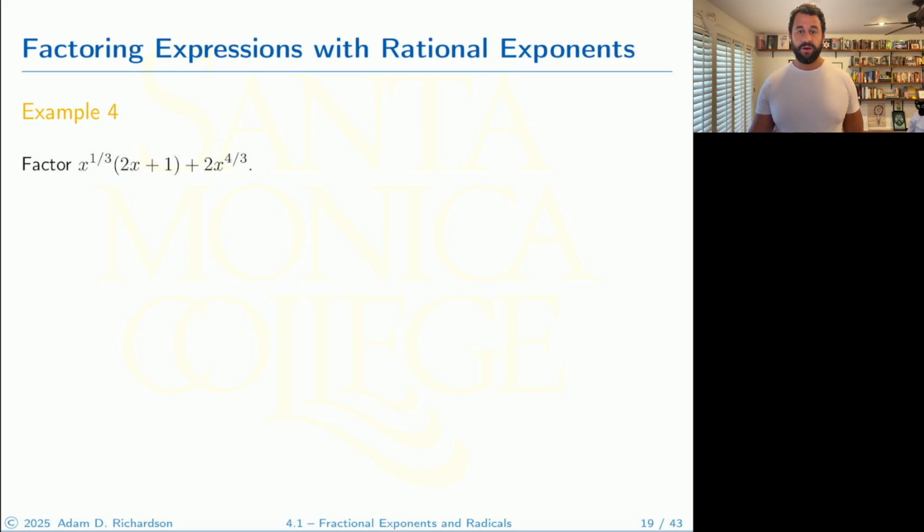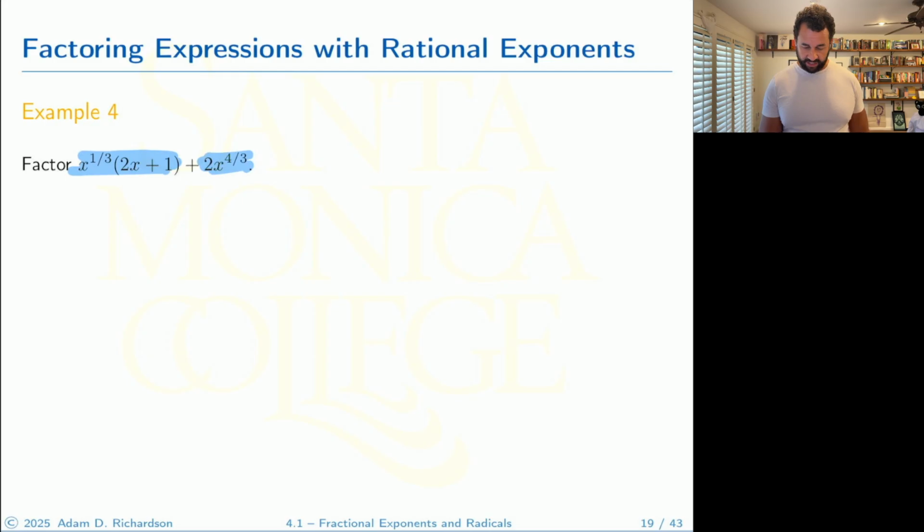All right, here we go. So when I look at this expression, first thing I notice is there's two terms. There's this term here, and there's this term here. So I need to look for common factors of these two terms. Let me highlight them actually. There's this one, and there's this one. So I need to look for common factors of both of those things.